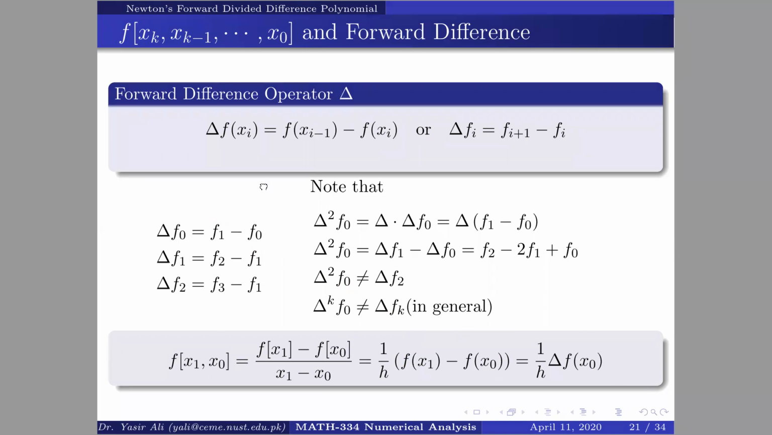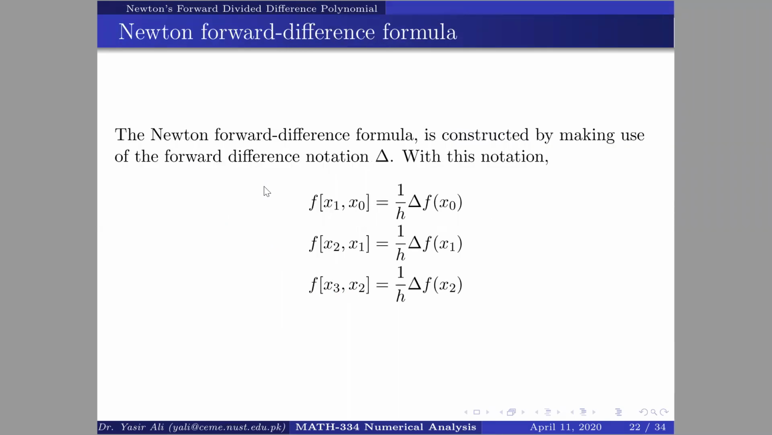We can derive some more expressions to get familiar with the terminology and the operation. F of x1, x naught is equal to 1 over h delta f of x naught. F of x2, x1 will be 1 over h delta f of x1, and similarly f of x3, x2 will be 1 over h forward difference, or the delta f of x2. So this was the first order difference.